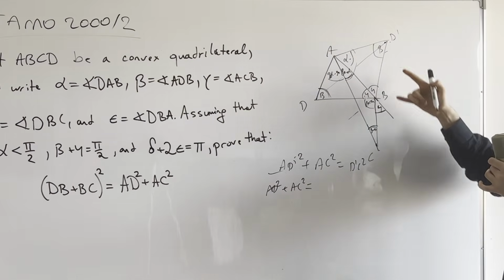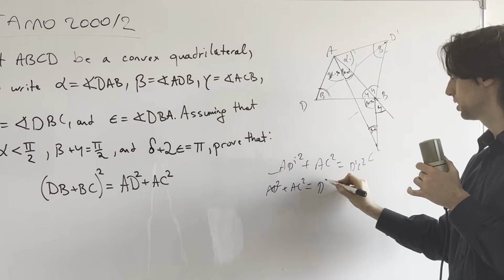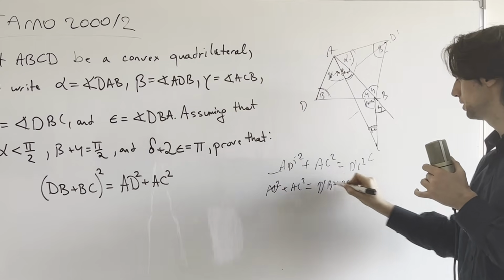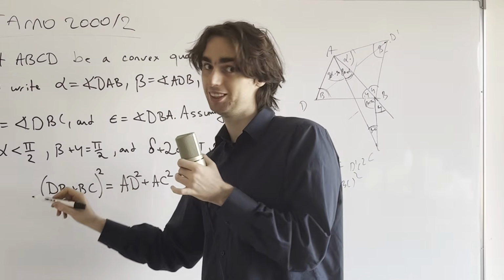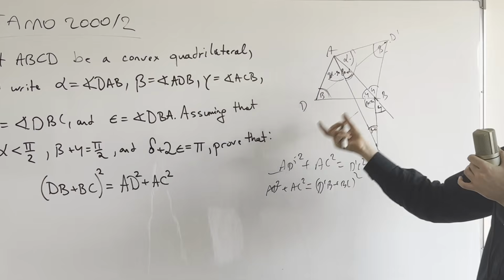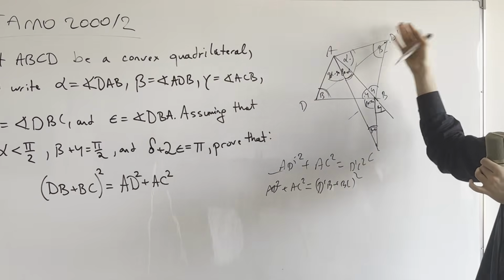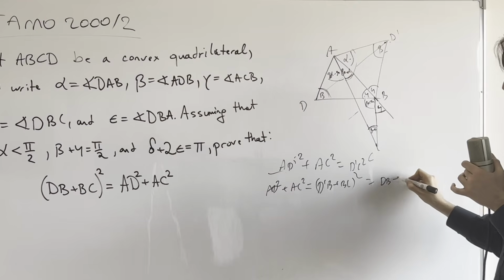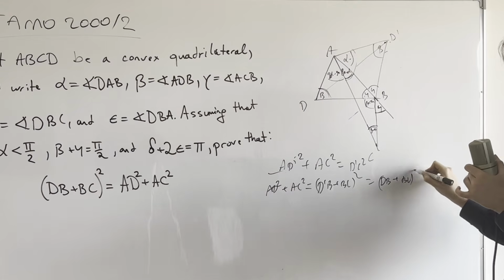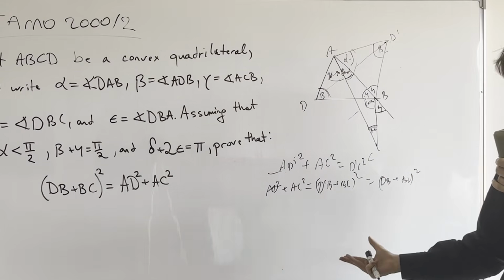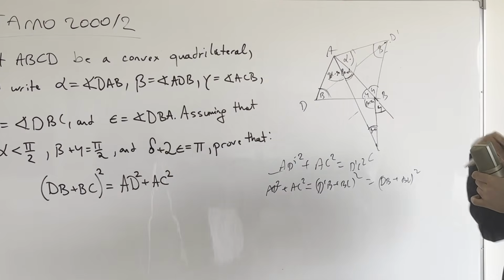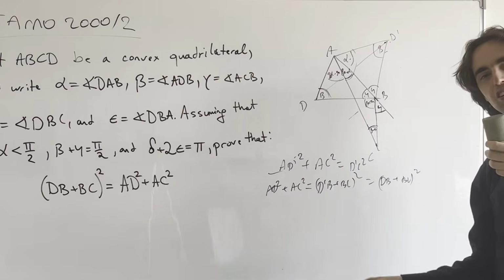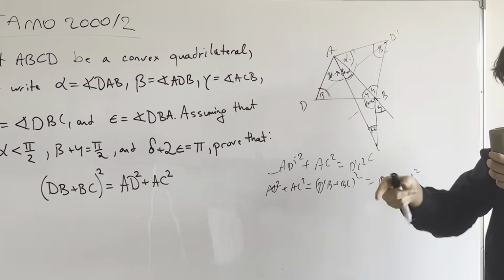Well, that's D prime B plus BC, squared. I have a BC, so I need D prime B and DB to be equal, which they are because this is a reflection with respect to this. So this is DB plus BC. And this proves our problem. It's very painless if you do it like this, right? There's no major computation happening. It's just one idea, boom.